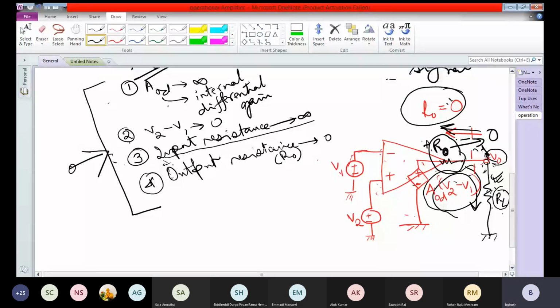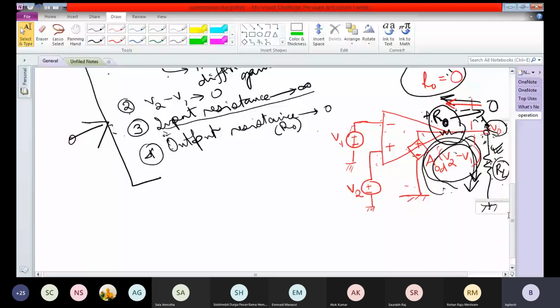if the output resistance R0 were not 0, if it was a finite value, then obviously the current in this loop will be dependent on R0 plus RL, and it will be dependent on RL. And therefore the potential drop across R0, which is I times R0, will be dependent on RL. And therefore the output voltage V0 will be dependent on RL. Because V0 is nothing but AOD (V2 minus V1) minus I times R0, and I is dependent on RL. Therefore V0 is dependent on RL. Very simple.